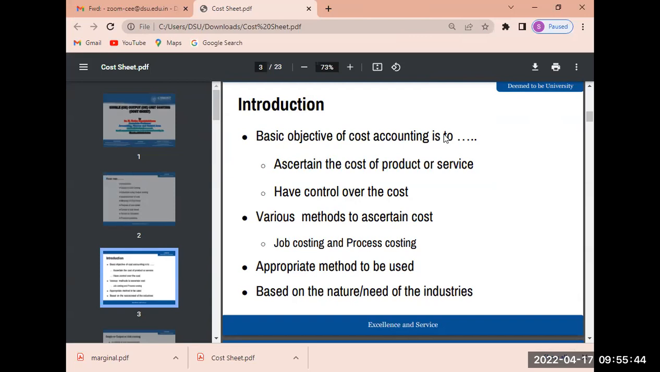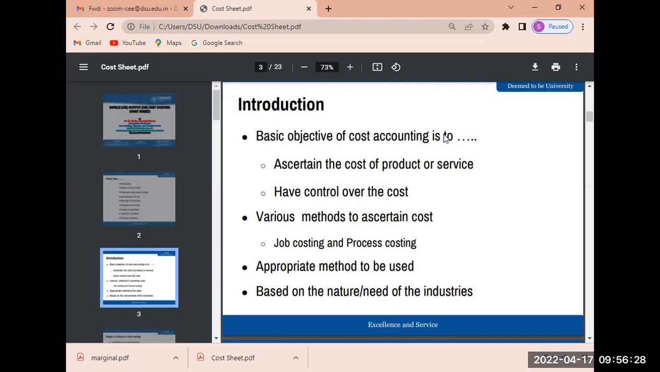Suppose another nature of industry. All products are manufactured for stock. All products are identical in nature. Identical, meaning there is no process. Only one time it is produced, but production is not based on the specification of the customer. For example, a notebook. They are not producing for any customer's specification. They do a survey in the market. They come to know which notebook is most popularly sold in the market. They produce in that way. That's it. Ruled notebook or unruled notebook.